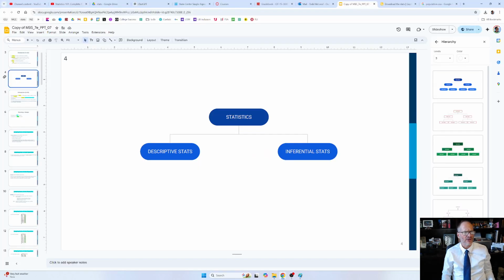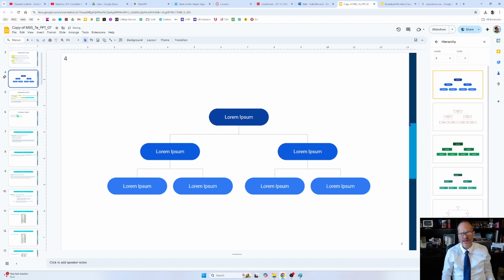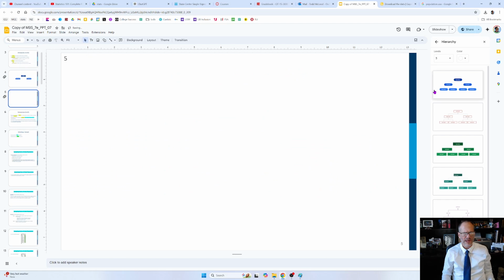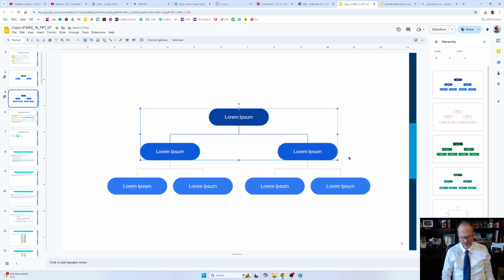So here's how I'm going to do it. I just go back to insert and go down to diagram and choose hierarchy. It brings this up, and then I'm going to insert this hierarchy, and I'm going to Control Z that actually, and I'll create a new slide here. Let's do a new blank one. I'll insert that. I'm going to delete what's up there. That's weird. I'm going to delete that one, and this one here, all that stuff.